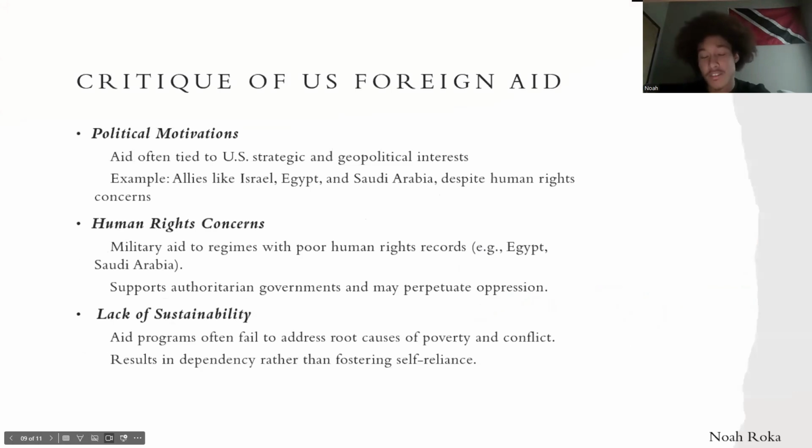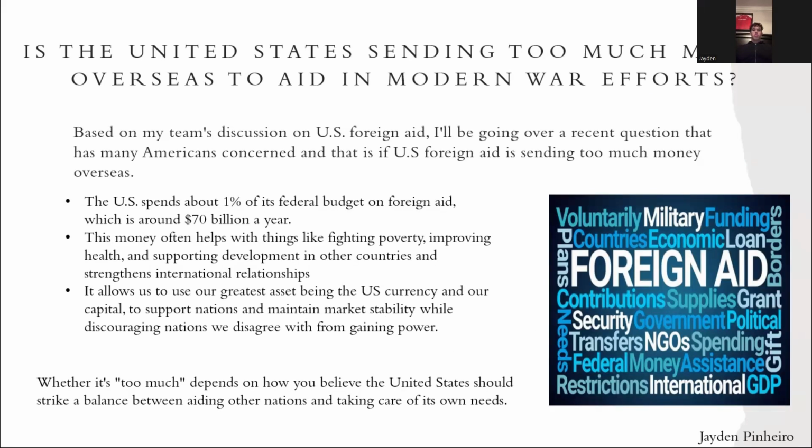However, these aids are subject to controversy, and political motivation often ties US assistance to strategic alliances, even when these partners like Israel, Egypt, or Saudi Arabia have troubling human rights records. This raises concerns about whether these aids support oppression. Moreover, there's an issue of the sustainability of these aids, because many of these programs address immediate needs but fail to resolve underlying causes of poverty and conflict, fostering a dependency instead of self-reliance for these countries. So, is the United States sending too much money overseas to aid in modern war efforts?